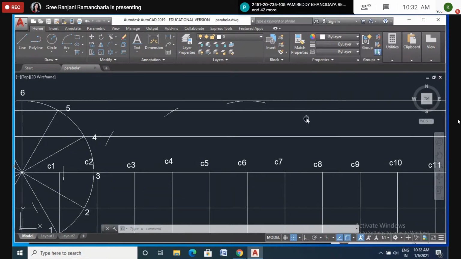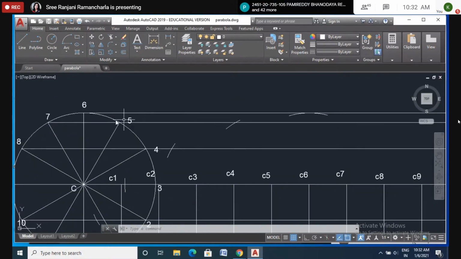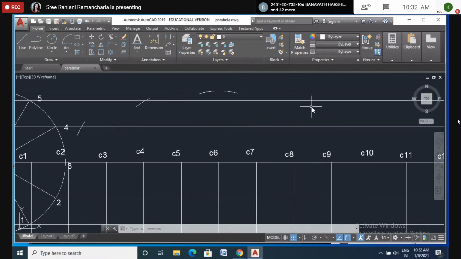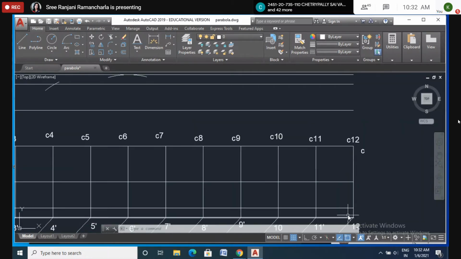This line is passing through point 7. So that's why from C7, you have to cut this line. Similarly, from C8, you have to cut this line. C9, you have to cut this line. Like that, you will get till here. With C11, it will cut somewhere here.